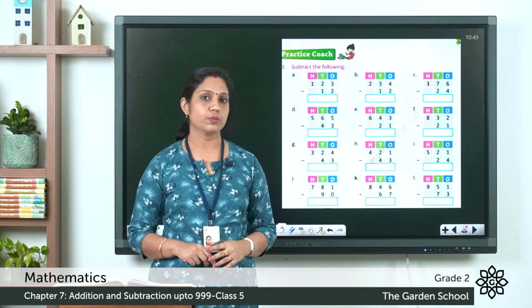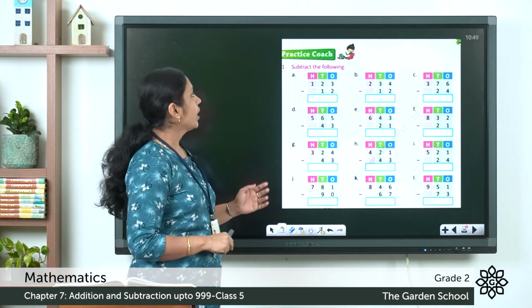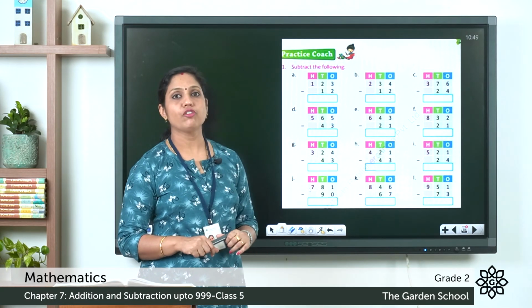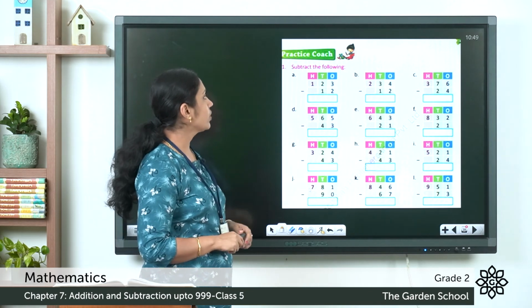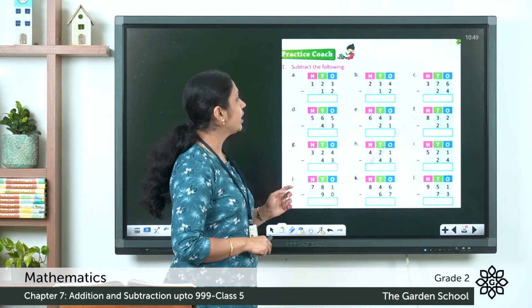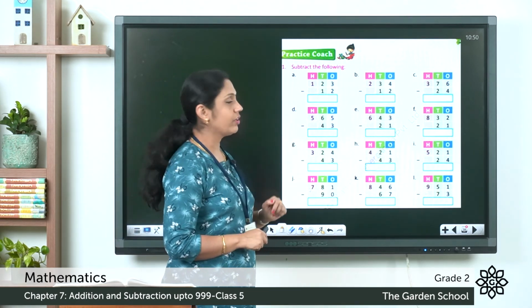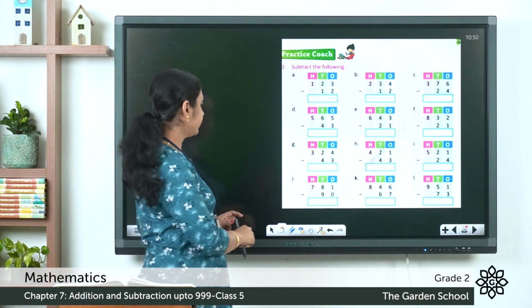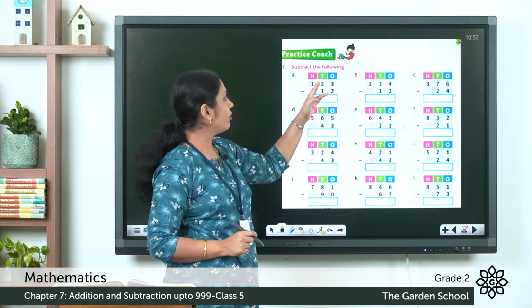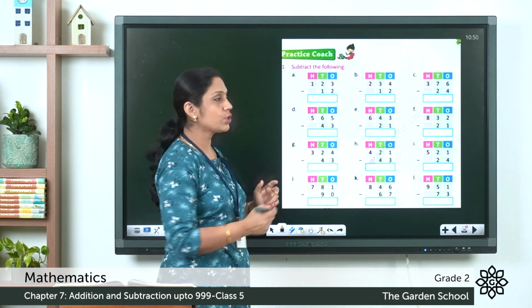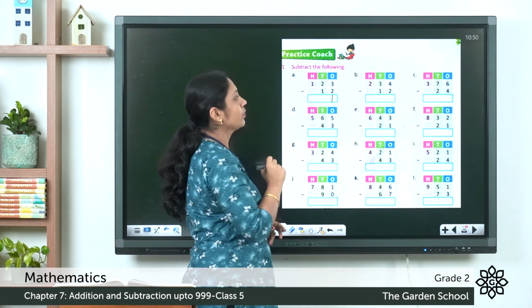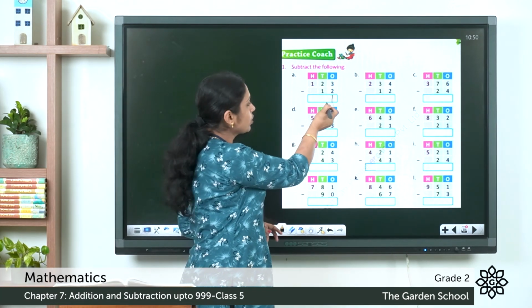In your textbook, page number 103, you can find this exercise. So you can open your textbooks. Let's look at the question. Subtract the following. The first question A, we have 123 minus 12. So let's subtract it. So first in the ones place we have 3 minus 2. So 3 minus 2 is 1. That under the ones place you can write it.